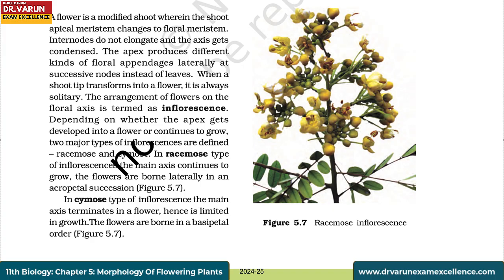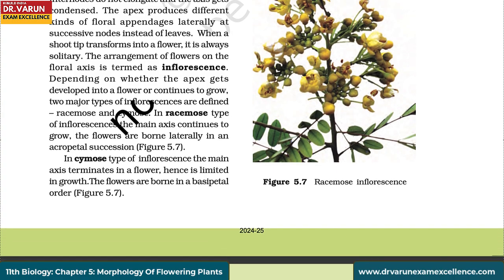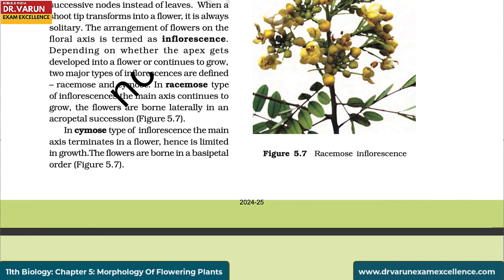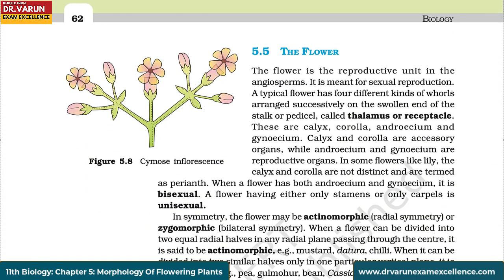Depending on whether the apex gets developed into a flower or continues to grow, two major types of inflorescences are defined: racemose and cymose. In racemose type of inflorescence, the main axis continues to grow. The flowers are borne laterally in an acropetal succession. In cymose type of inflorescence, the main axis terminates in a flower, hence is limited in growth. The flowers are borne in a basipetal order.